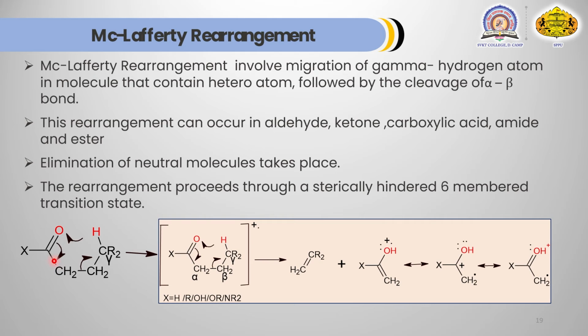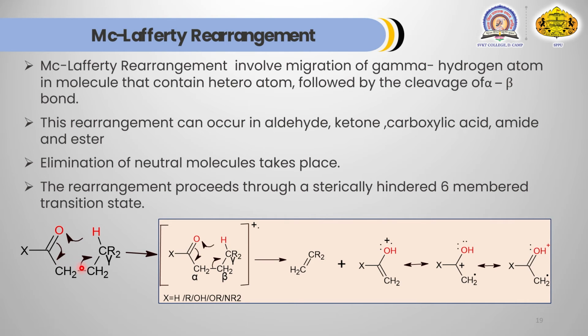Now, the carbon atom next to the functional group is termed the alpha carbon atom. This is the alpha carbon atom, this is the beta carbon atom, and this is the gamma carbon atom. If the compound contains gamma hydrogen and a heteroatom, then McLafferty rearrangement is possible. In this case, this is the gamma hydrogen and this is the heteroatom. That's why McLafferty rearrangement is possible. Movement of this hydrogen atom from the gamma carbon to oxygen takes place.